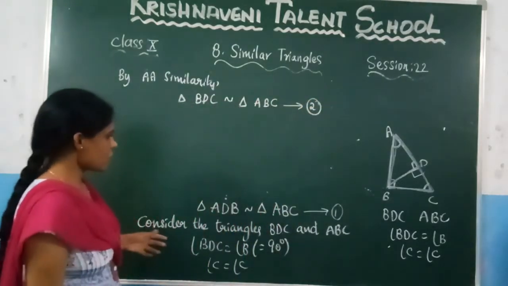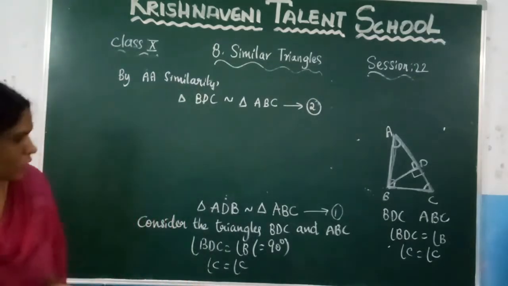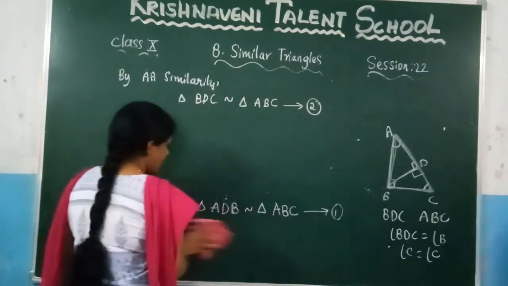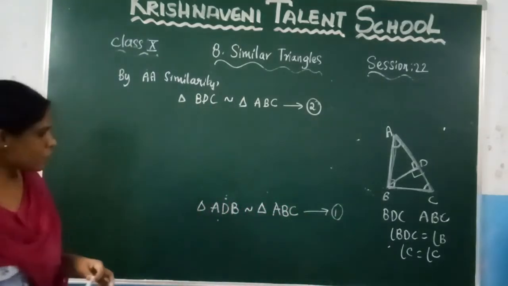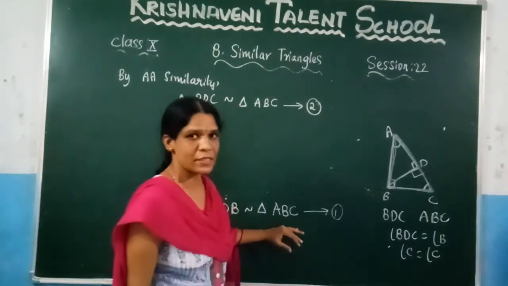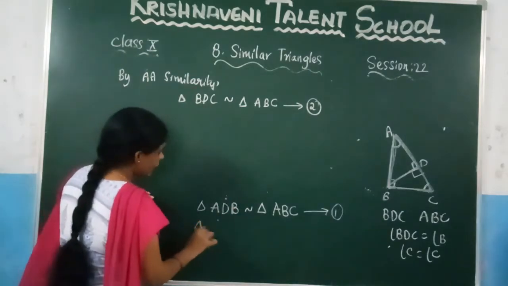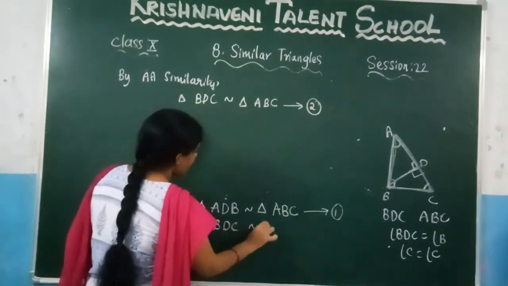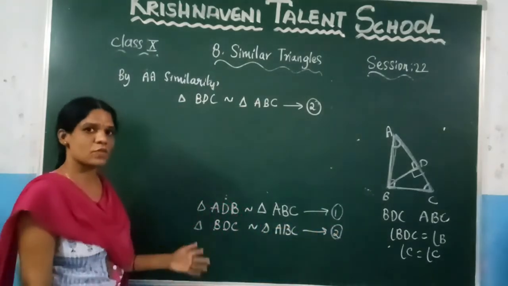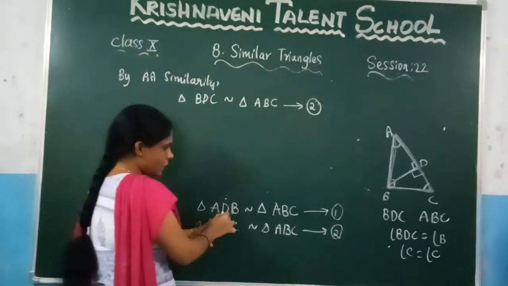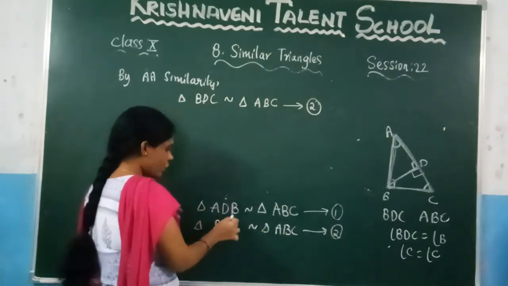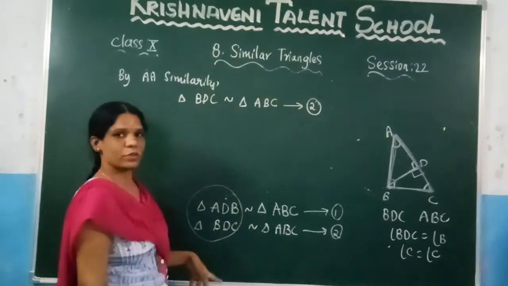Now from equation 1 and 2 what can we conclude here? This is equation 1, right? What we got here, triangle ADP is similar to triangle ABC. Now what is equation 2? Triangle BDC is similar to triangle ABC. This we have also proved, right? From these equations we can conclude, triangle ADP is similar to triangle ABC, triangle BDC is similar to triangle ABC. So we can say that this triangle is similar to this triangle, right?